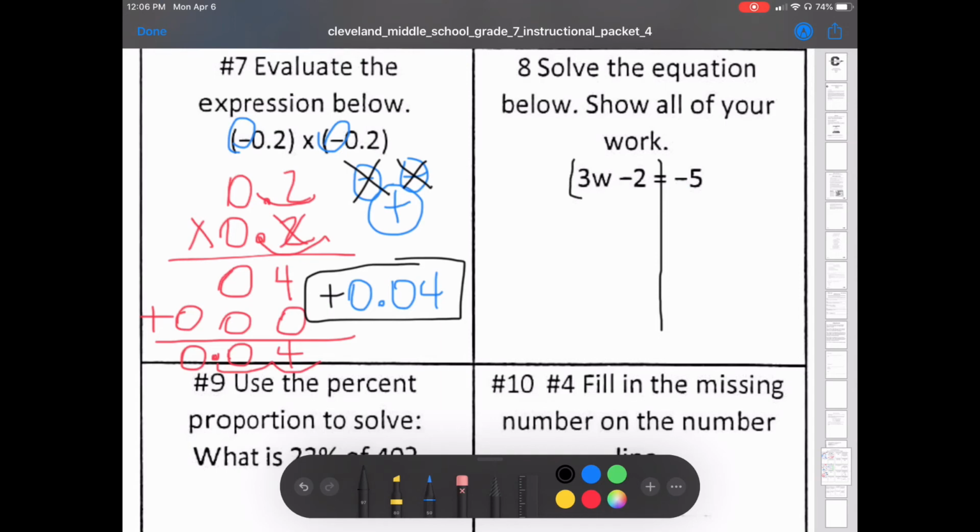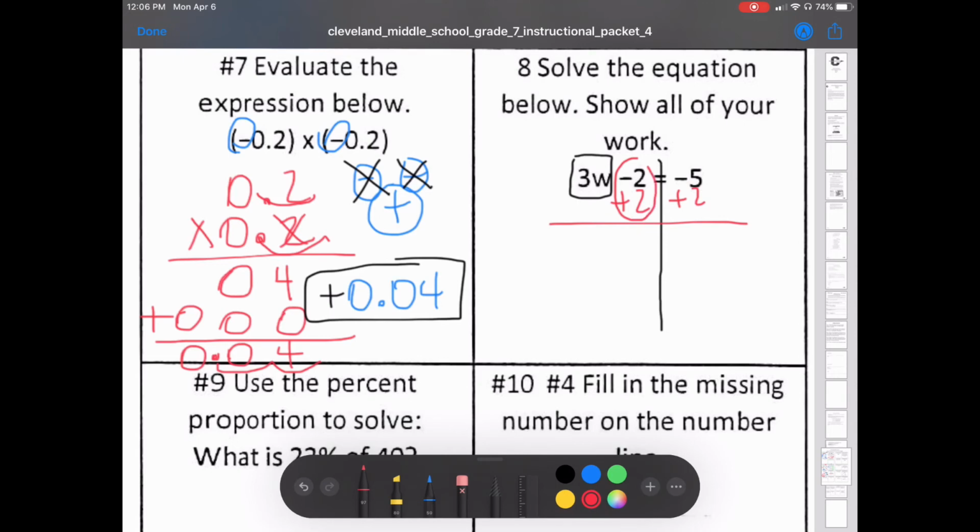I also like to put a box around where the letter is. That just reminds me I want to leave that alone at first and then come deal with the 3 a little later. So the first thing I want to do is the opposite of minus 2, so I can make that go away. We're going to add 2 on both sides of this equation.